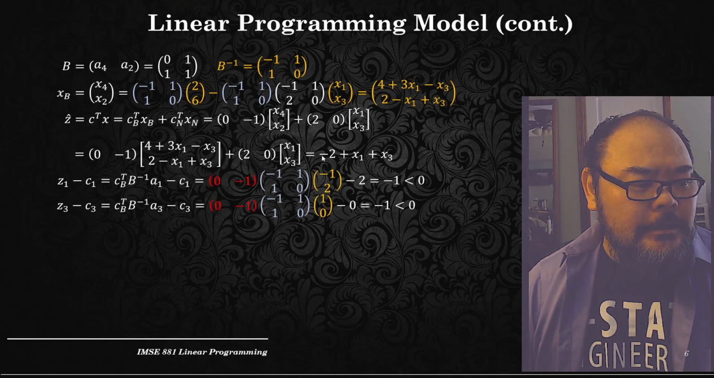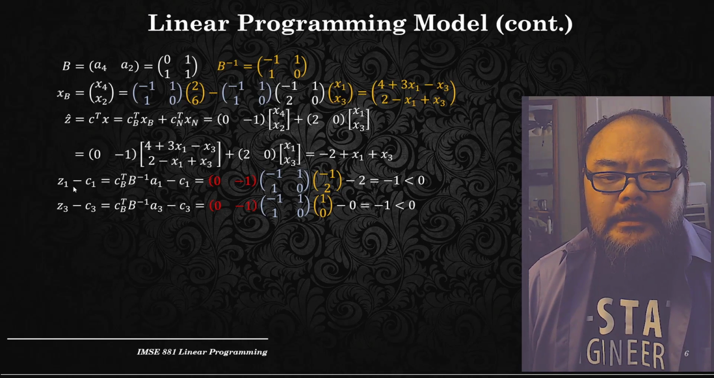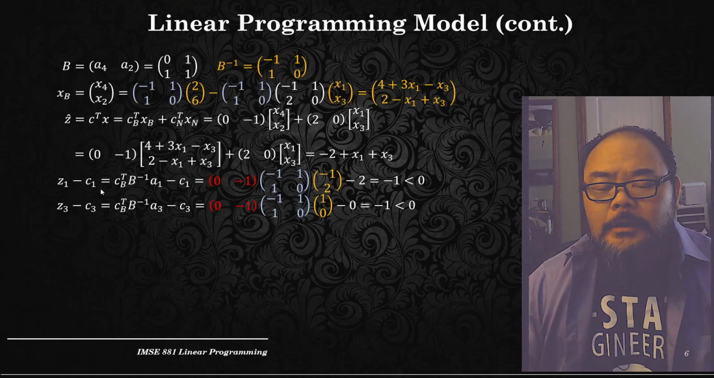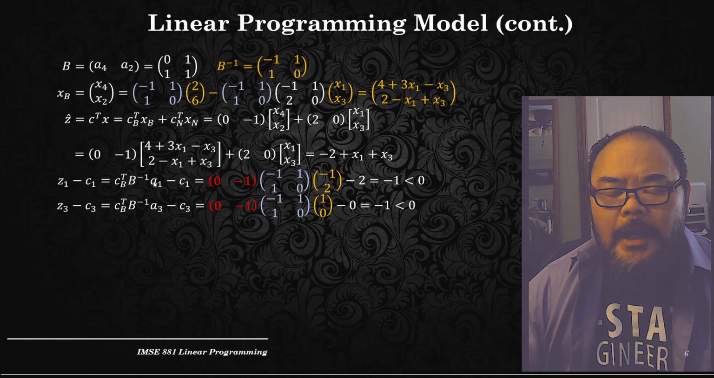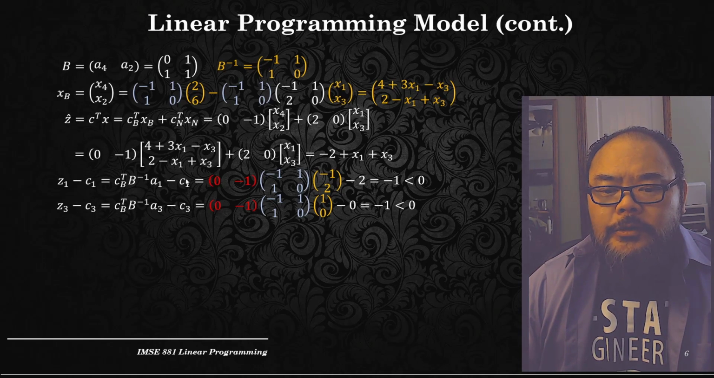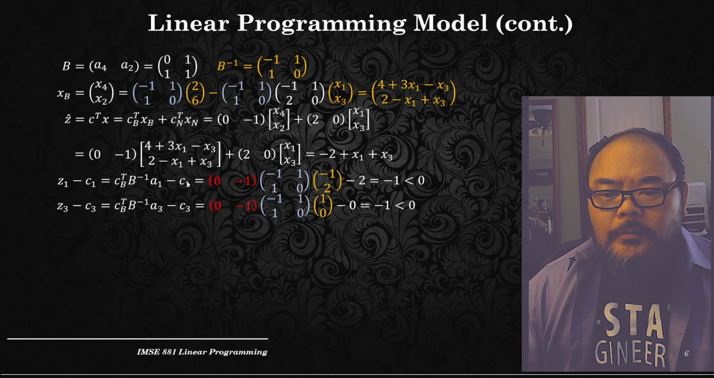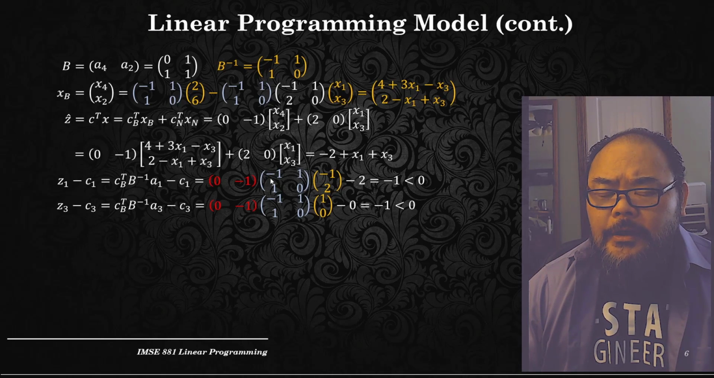Okay, I will deteriorate the objective function value. So we can look at the zj minus cj column. For the non-basic column, z1 minus c1 is cb transpose times b inverse times a1, where a1 is the original column for column 1, minus c1, which is the cost coefficient for x1, which is 2. So cb is 0, negative 1, which is right here, okay? And b inverse times a1, minus 2, equals negative 1.